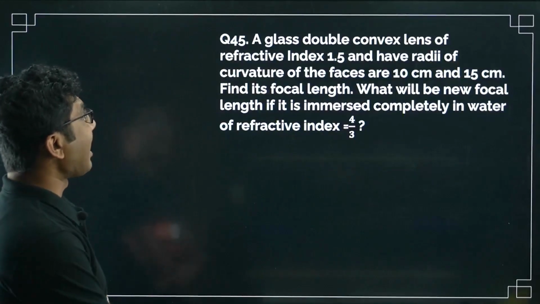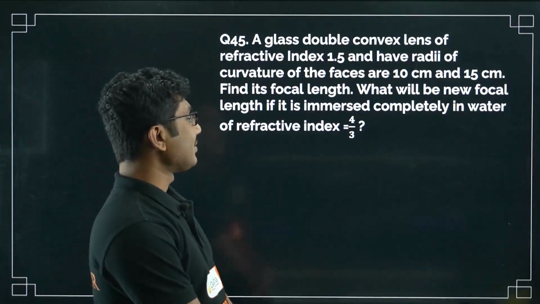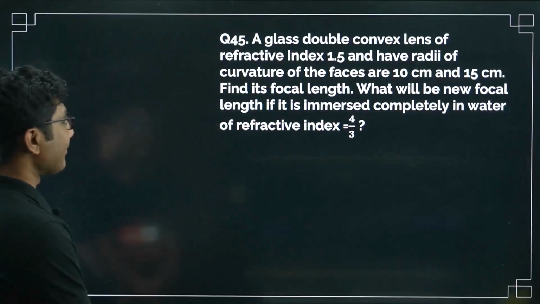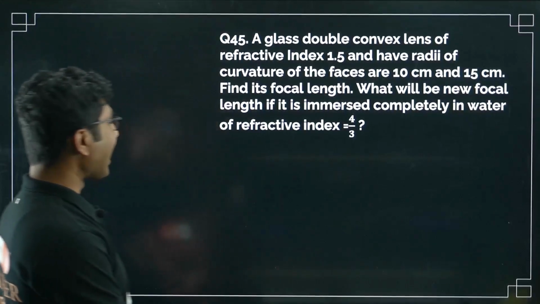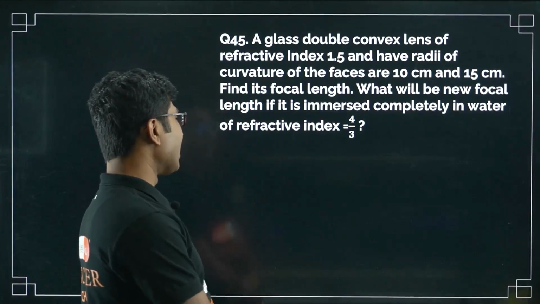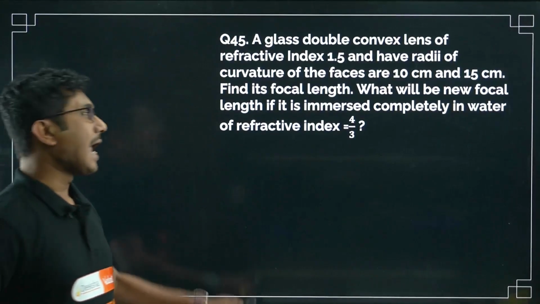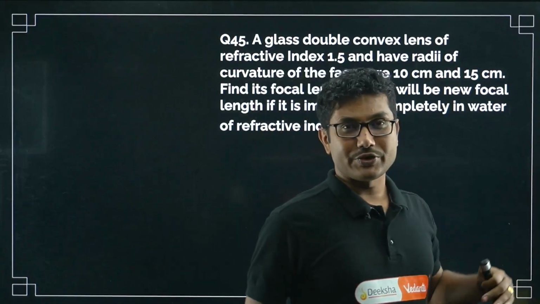Now next question: a glass double convex lens of refractive index 1.5 has radii of curvature of faces 10 centimeter and 15 centimeter. Find its focal length. What will be the new focal length if it is immersed completely in water of refractive index 4/3? I have solved not the exact question but the same question.